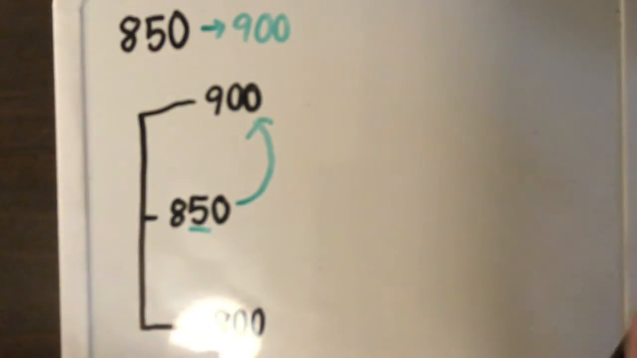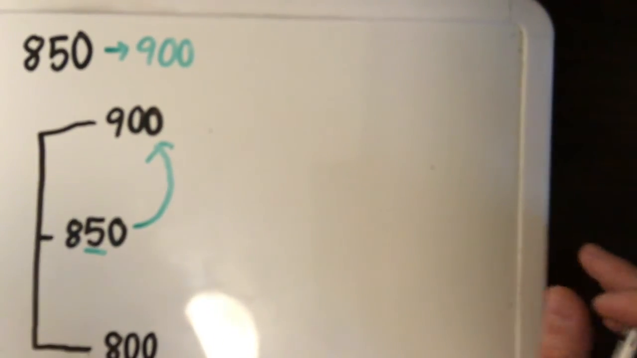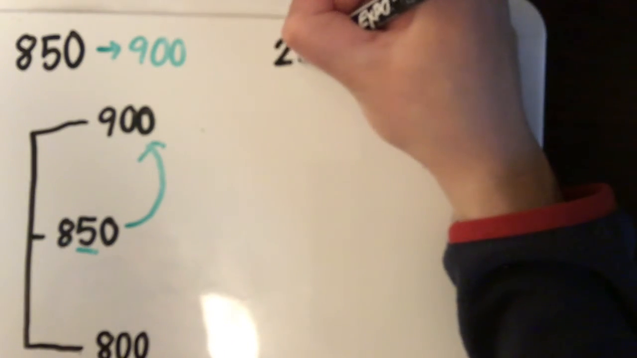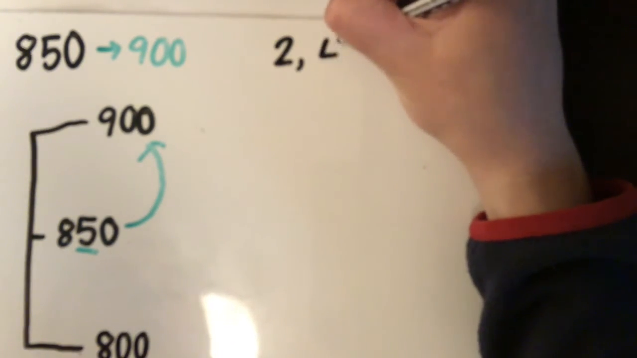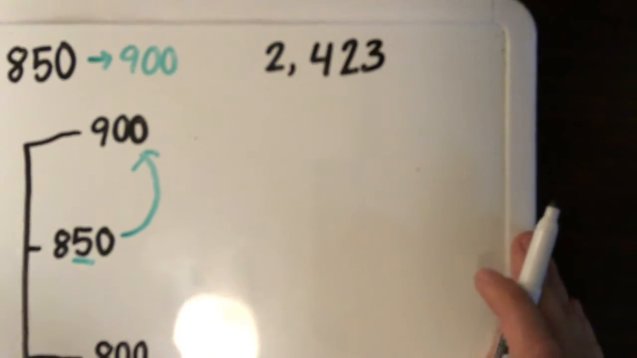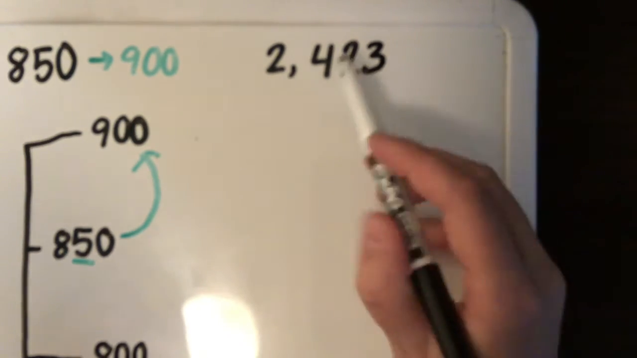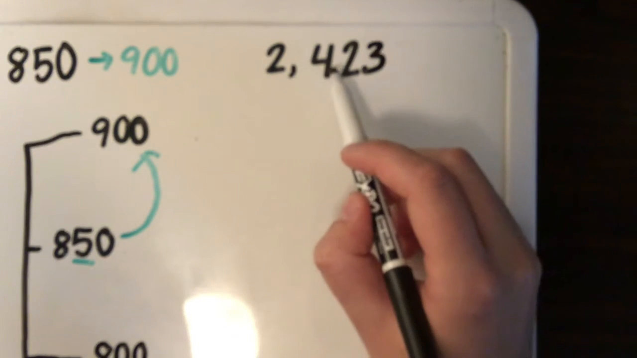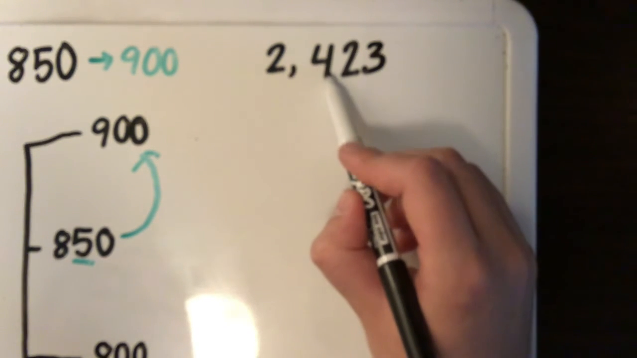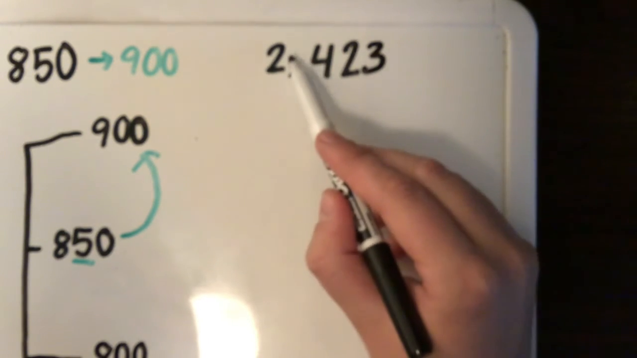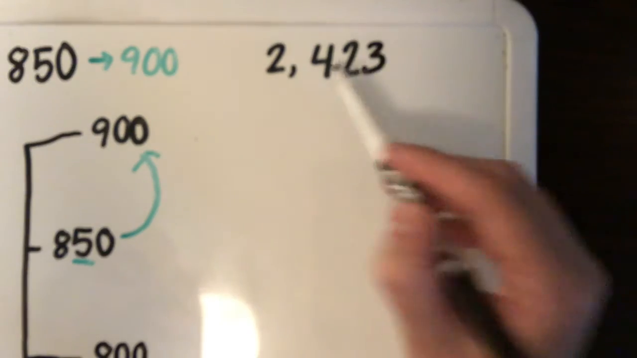Okay. I'm going to do one with the thousands place. Okay, let's see. I'm going to do 2,423. Now, I'm still just looking at the hundreds place. Make sure you find which number you're rounding before you get started. So I know I'm going to round that 4 because it's in the hundreds place. I'm ignoring that 2. It's just there, but I still have to write it in later.